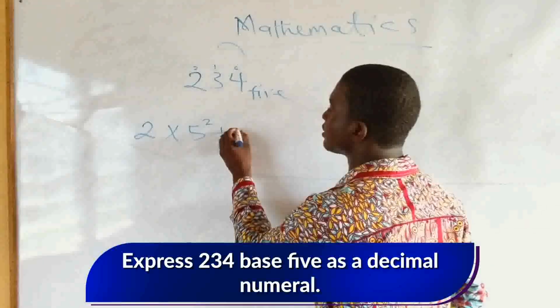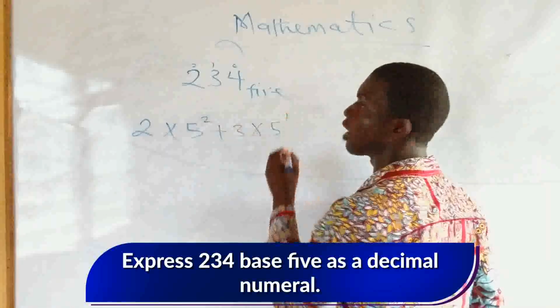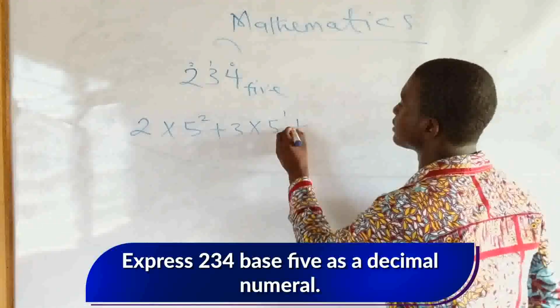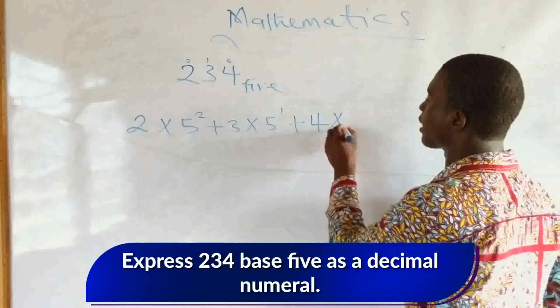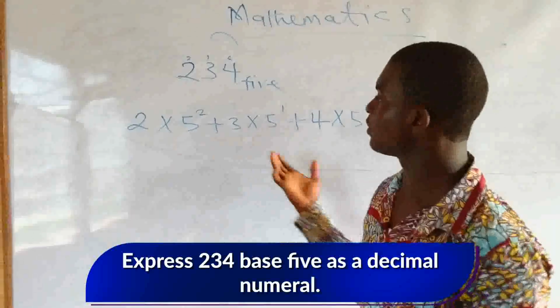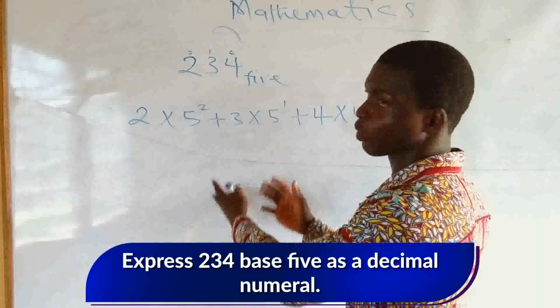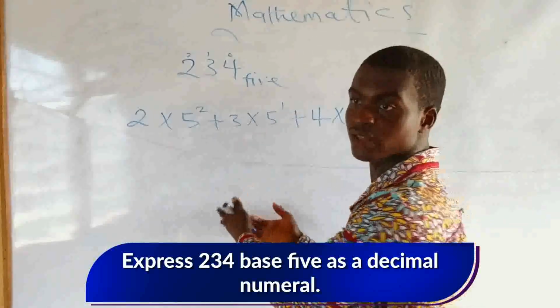Plus 3, that's the next digit, times 5 raised to the power 1, plus 4 times 5 raised to the power 0. And so with this, you simply express it in the simplest form, combine it, work it out, and then you give your answer.